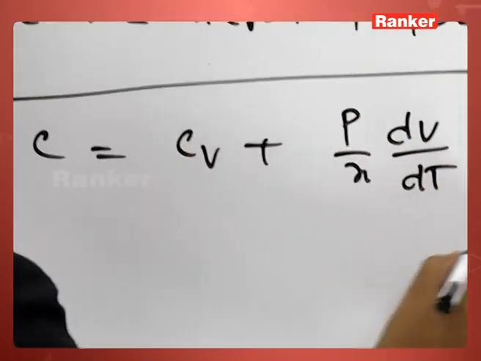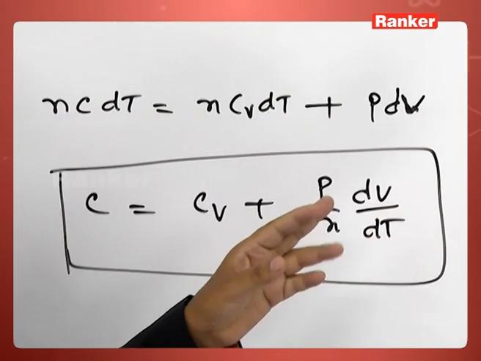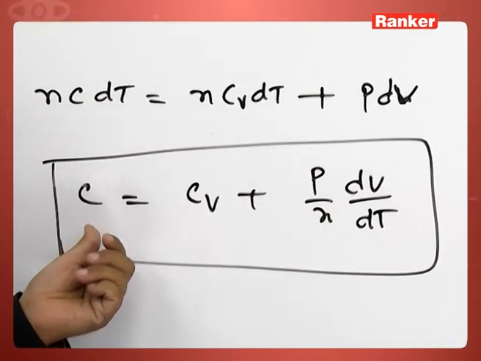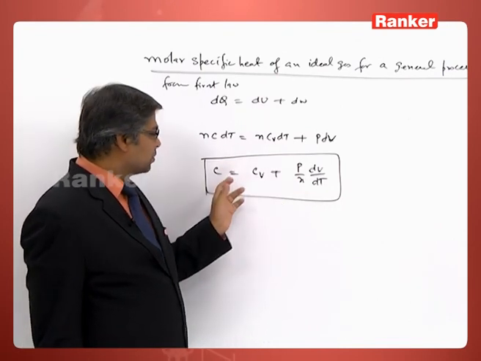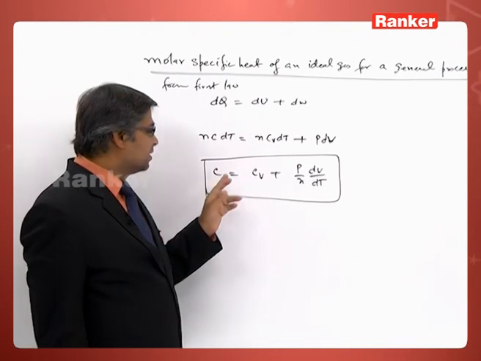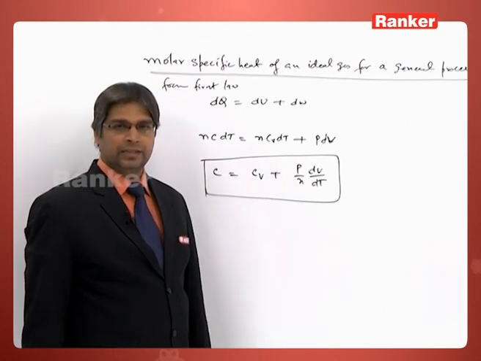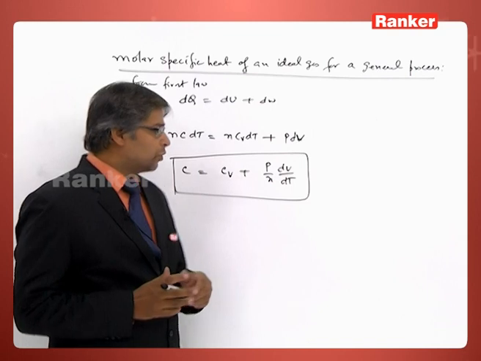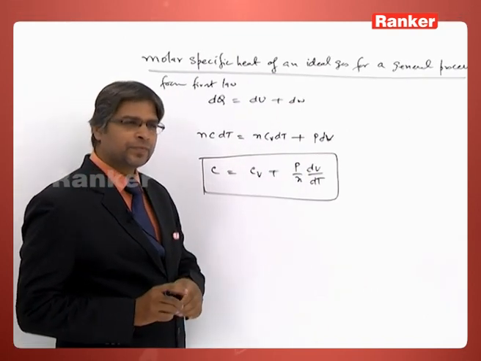For different processes, dV by dT is going to be different. So we have C as different values for different processes. So for a general process, I will write C is equal to Cv plus P by n dV by dT. Now we are talking about this expression for a general process.